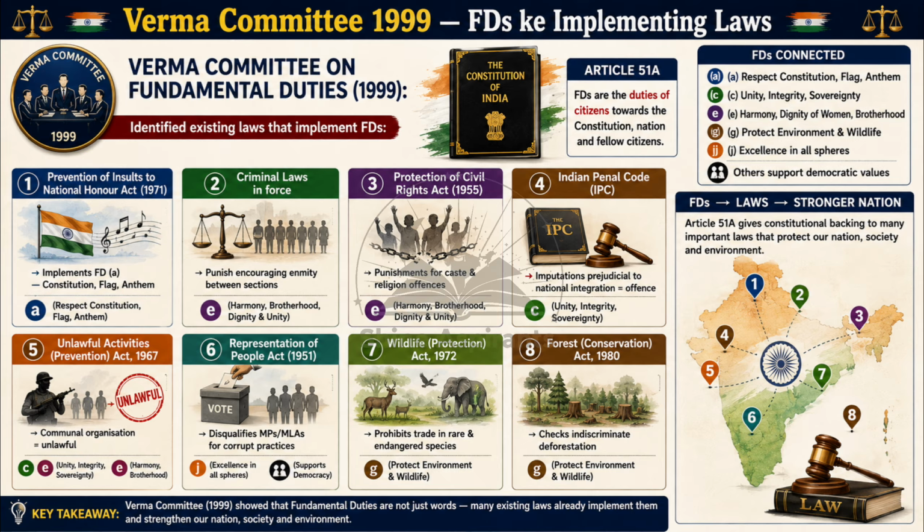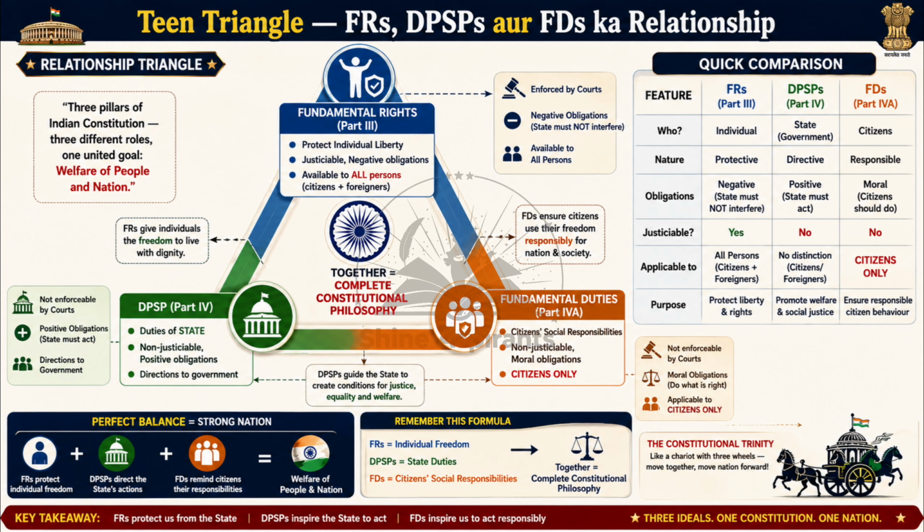FRs versus FDs versus DPSPs comparison. The most important comparison in this entire chapter: fundamental rights versus DPSPs versus fundamental duties. Fundamental rights, Part 3, Articles 12 to 35. These protect individual liberty. They are justiciable, courts enforce them. They are available to all persons, both citizens and foreigners. They are negative obligations, they prohibit the state from doing certain things. State shall not discriminate. State shall not deny freedom of speech.